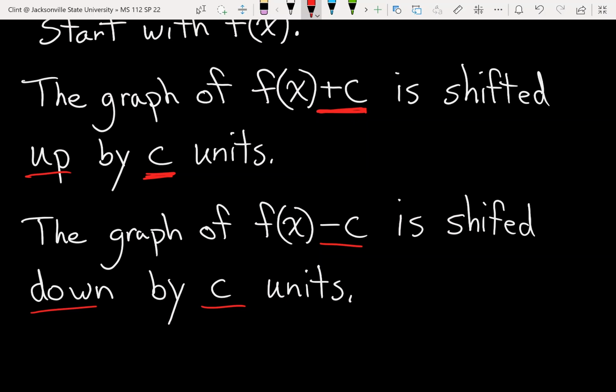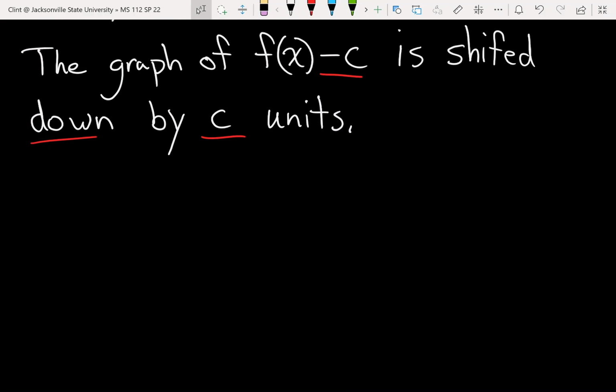So vertical shifts work kind of the way you think they would. If you add a number, that's positive, so we go in the positive direction. If you subtract a number, that's negative, so we go in the negative direction. So up positive, down negative. That's not too bad. Let me show you what I'm talking about, because it looks a little funny, saying f of x plus some number. Let's look at some examples of how those could look.